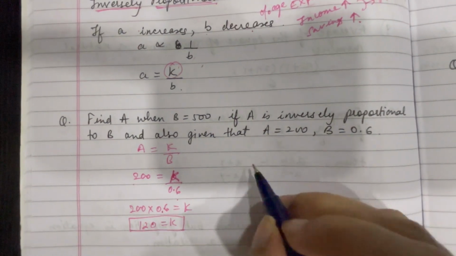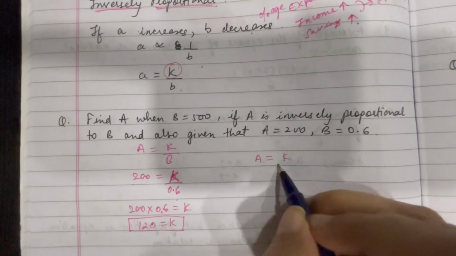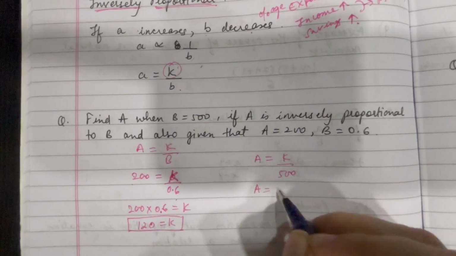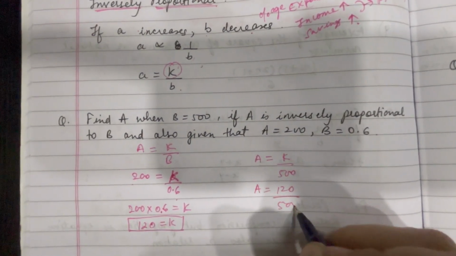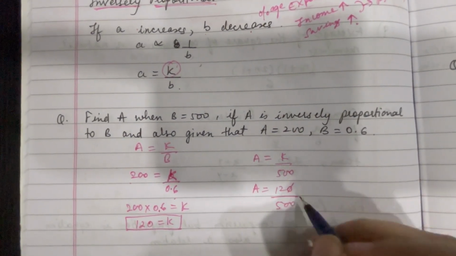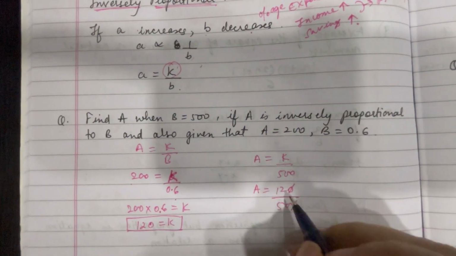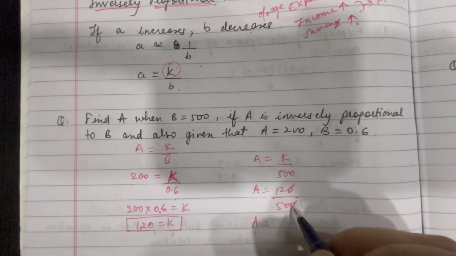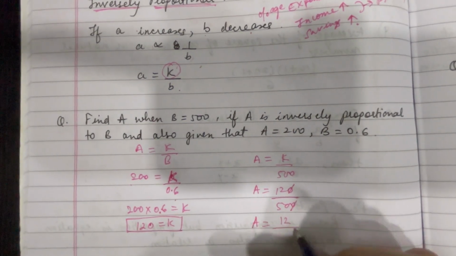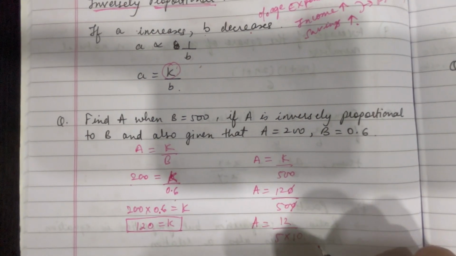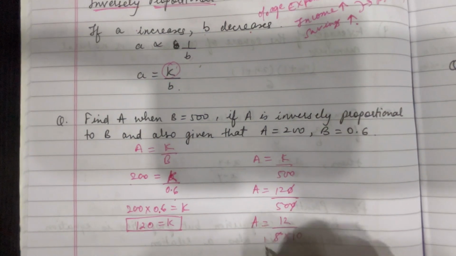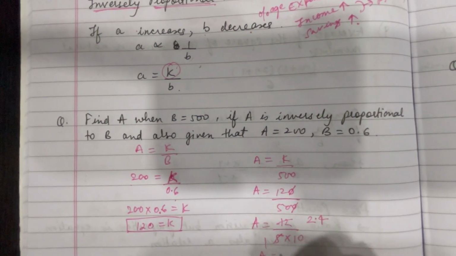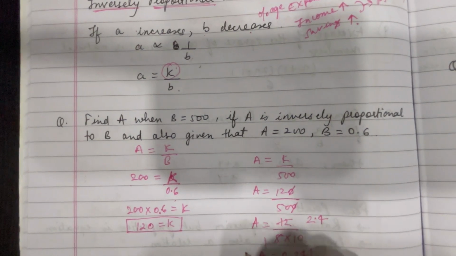Alright, now we'll find a. a equals k by 500. We have to find a. a equals 120 by 500. Okay, the 0s will get cancelled. Can we write this as 12 by 5 into 10? Okay, 5 twos are 10. 2.4 by 10. a equals nothing but 0.24.